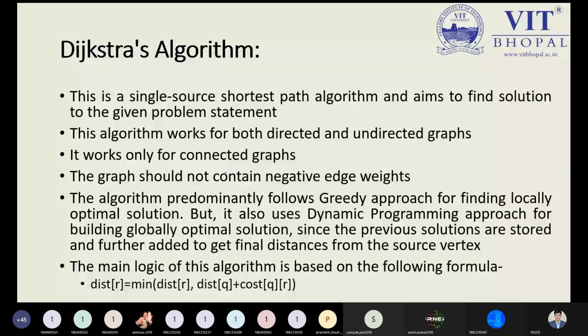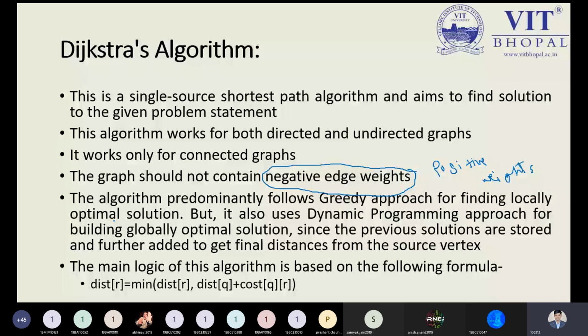Okay, the graph should not contain negative edge weights. This is the point we need to keep in mind. We must have the weight values in positive form, like 10, 20, 50, but I can't have -5, -6, -7, and so on. And the algorithm predominantly follows the greedy approach.